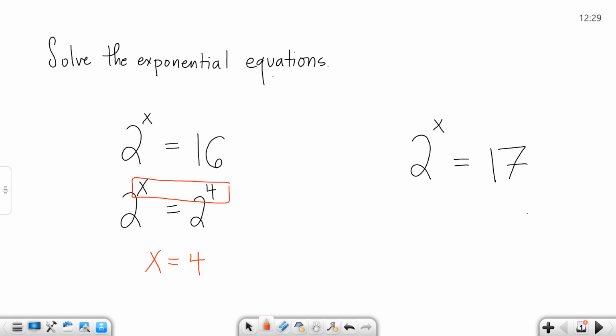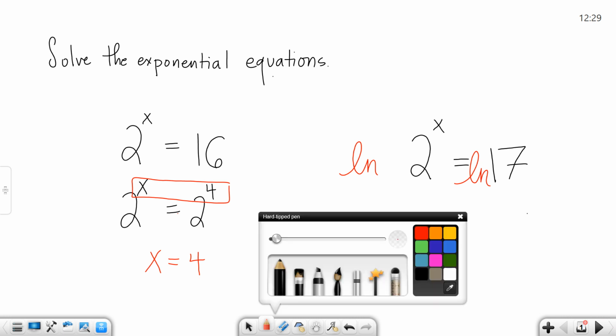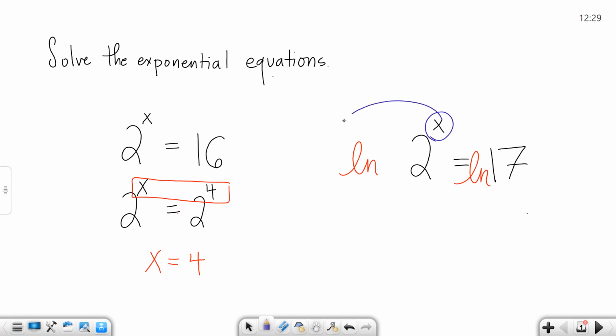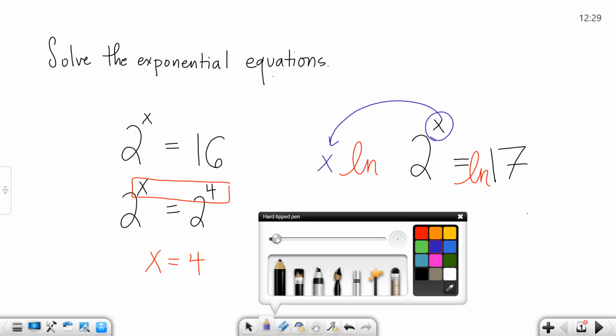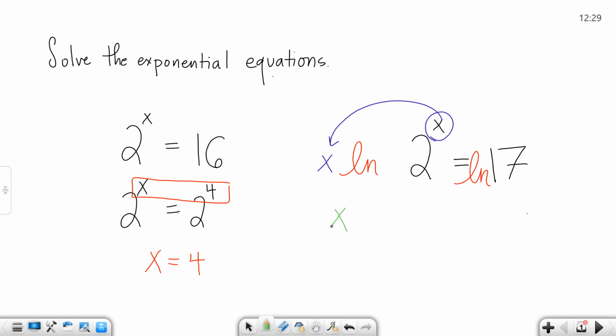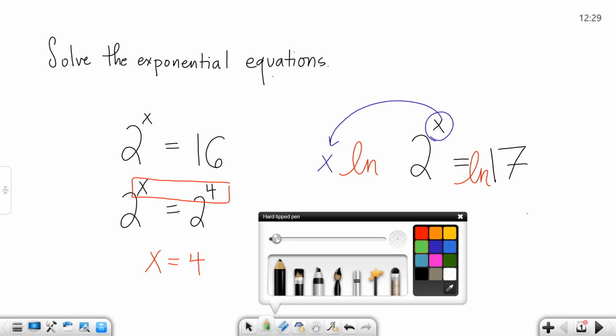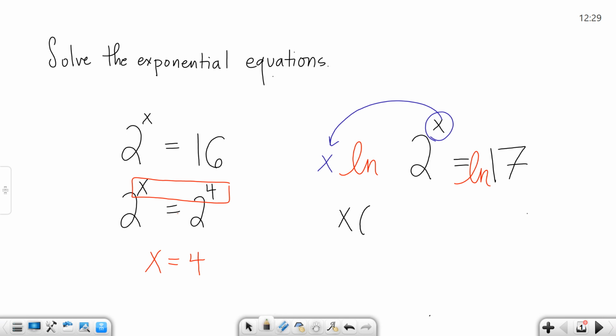But sometimes you can't write them in terms of the same base. And if you can't write them in terms of the same base, that's where your logarithms come in. So what I want to do with this one is I'm going to take the natural log of both sides. That's the ln. Now you have a property in logarithms that says if you have a power, you can take that power and bring it out front. So now my equation is going to say x times the natural log of 2 equals the natural log of 17.